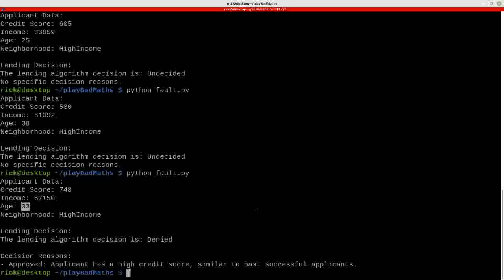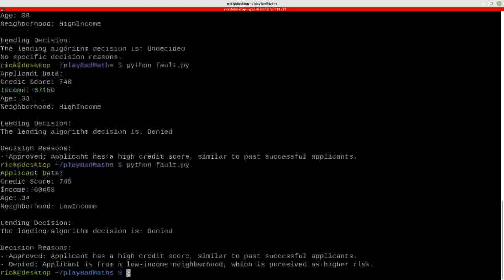Probably again because of age. Because the credit score is good and the income is good and the neighborhood is good, but the age was very specific, so that is a problem. Now this one, you'll notice the credit score is just about the same as the one above. The income is the same, and the age the same, but in a low income neighborhood, so it's automatically denied.